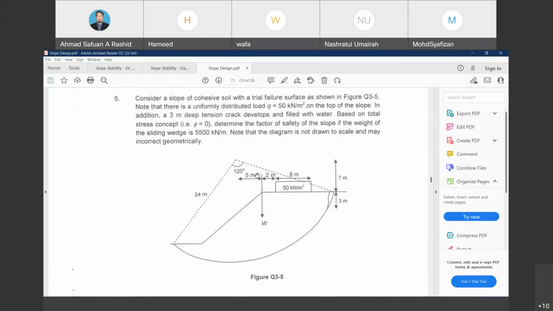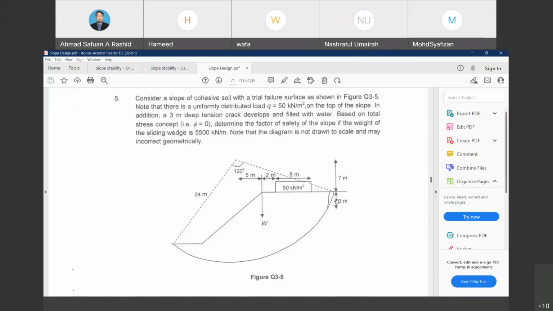First, the weight of the slope. Second is the uniform surcharge, and third is the tension crack. Then we should calculate the resisting moment, where this opening has been reduced. The opening of this circular arch is supposed to end at the end of this tension crack, so we need to calculate the new opening of the circular arch.